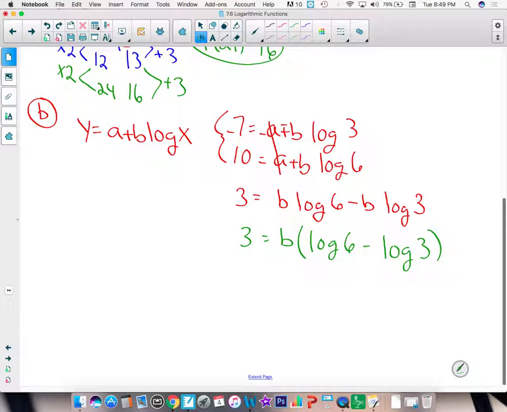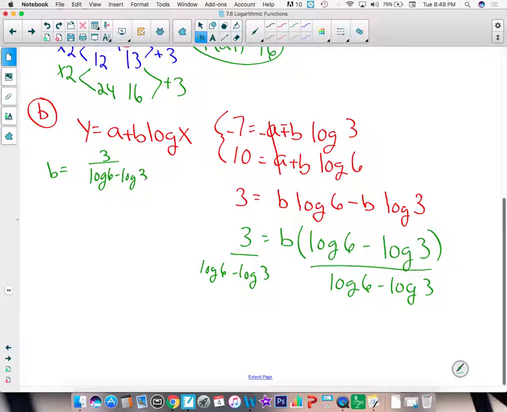I still have the 3 over there. So now what do I have to do to solve for b? Well, I have this group of stuff on the right here, and I can just divide that out. And that's really a number. If you were to put log 6 minus log 3 in your calculator, you can use the decimal. So for b, we have 3 over log 6 minus log 3, and that actually gives us that b is about 4.328. That's what b is.